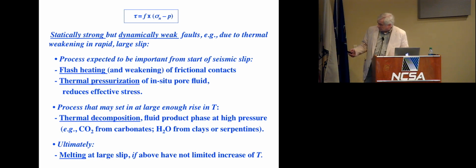So this is the program then. We know that faults are frictionally strong, or fault materials are frictionally strong when studied in the lab, but somehow they must become dynamically weak. And there are a couple of processes that are important from the start of seismic slip. One that I'll get to later is flash heating. It's a process that had been known in the classical friction literature, descended from the studies of Bowden and Tabor in Cambridge, UK in the last century. But another is thermal pressurization of pore fluid.